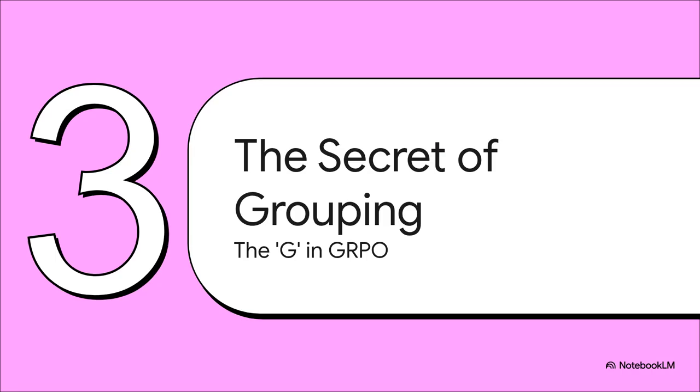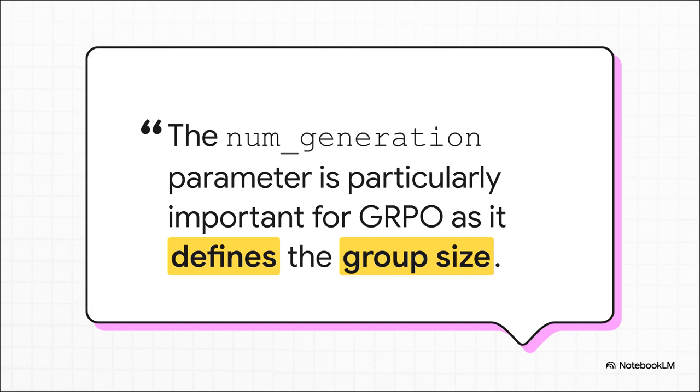So let's zoom in on what is probably the single most important parameter, the one that puts the G for group in GRPO. Think of this as the main dial you'll be turning. Yep, it all comes down to one key parameter in your training configuration, num_generations. This single number tells the model exactly how many different responses to generate for each and every prompt. It is, for all intents and purposes, the main control knob for the entire GRPO process.